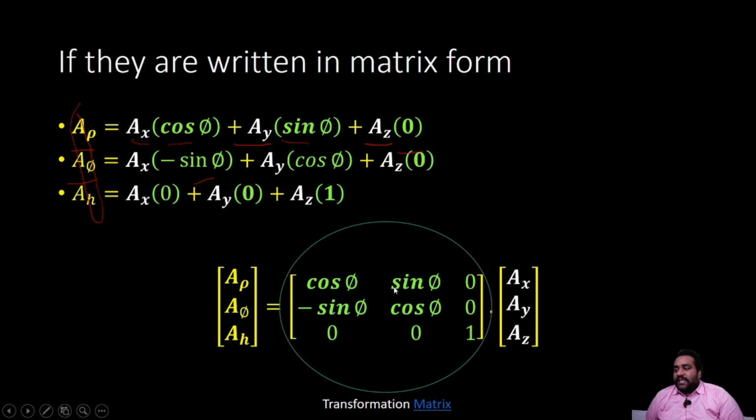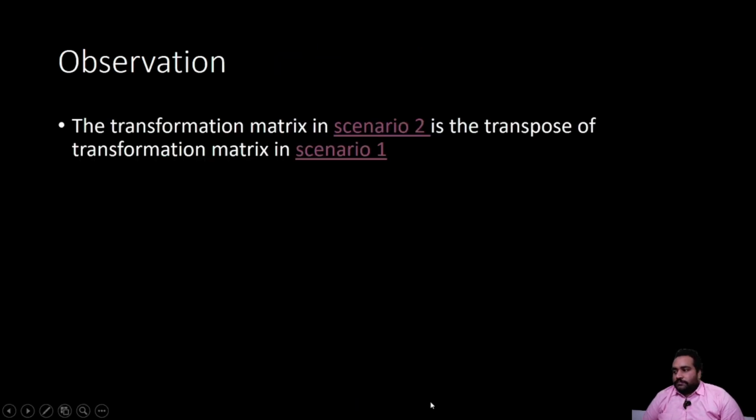If you can see, in scenario 2 this is minus sin phi, and in scenario 1 this is sin phi. When you transpose this, these two would be interchanging, these are zeros, so there will be no difference. The principal diagonal elements anyway don't change. This is just the transpose of the transformation matrix in scenario 1. I would like you to pursue the reason behind it. Why is it so?